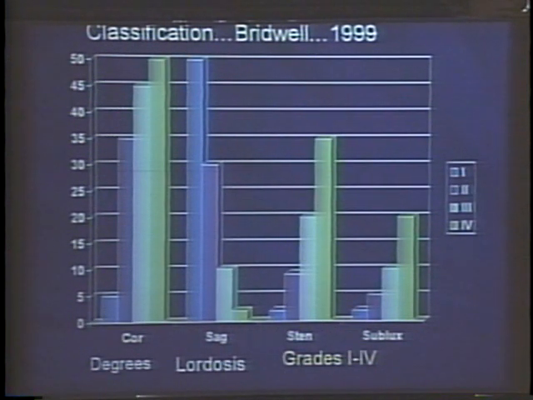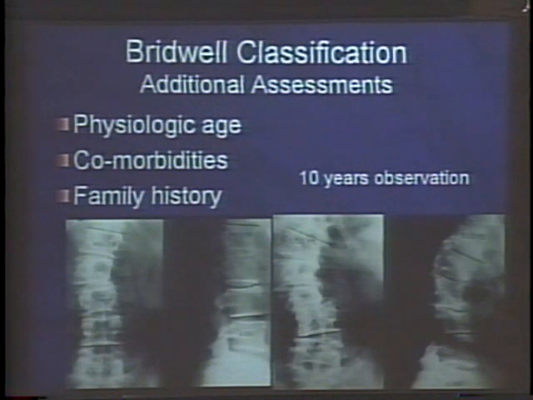Keith Bridwell proposed a classification a few years ago, and this is graded 1 to 4, and several factors are considered. That will include the coronal deformity of the scoliosis increasing from 1 to 4, the amount of lordosis decreasing from 1 to 4, the amount of stenosis increasing from 1 to 4, and the junctional subluxation increasing from type 1 to 4. So Bridwell's classification is a 1 through 4 grade based upon the radiographic findings. In addition, Bridwell considers other things, and this is physiologic age, the presence of comorbidities, and particularly the family history of longevity.